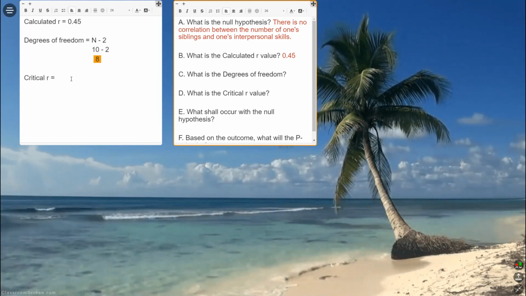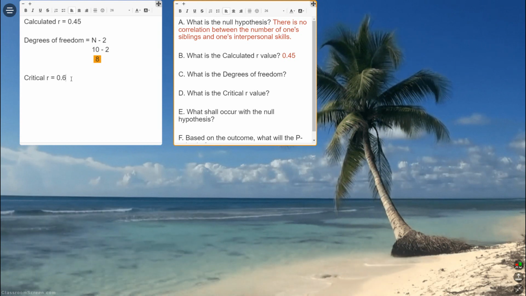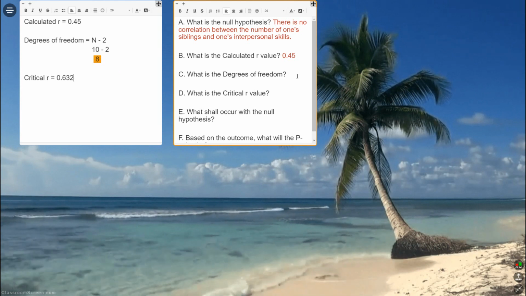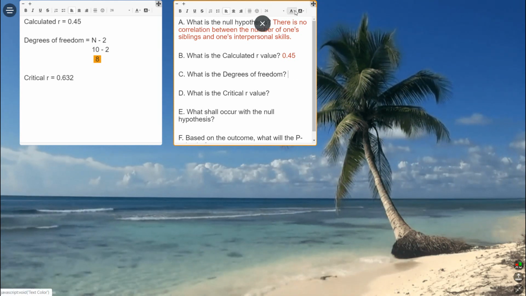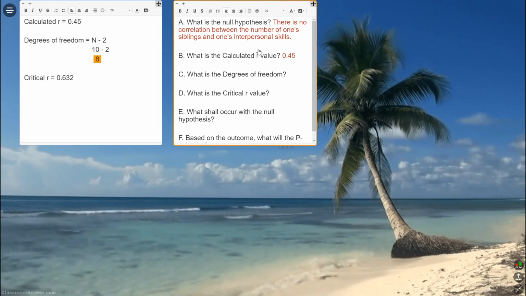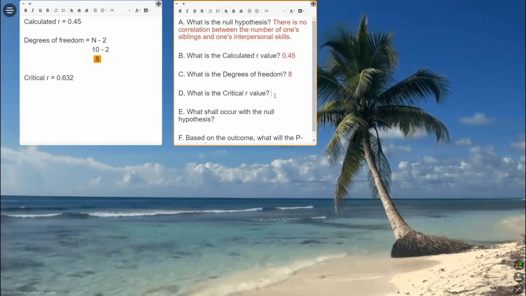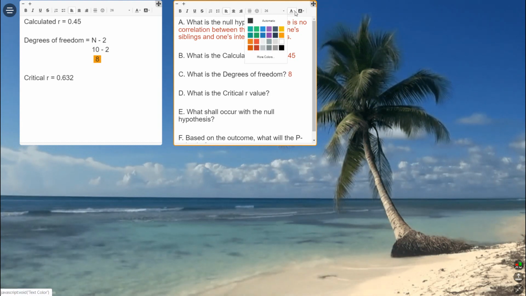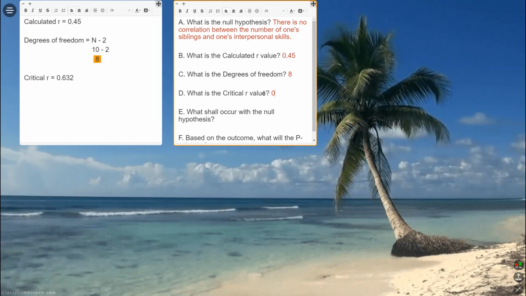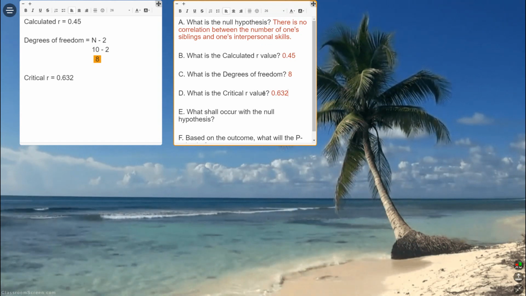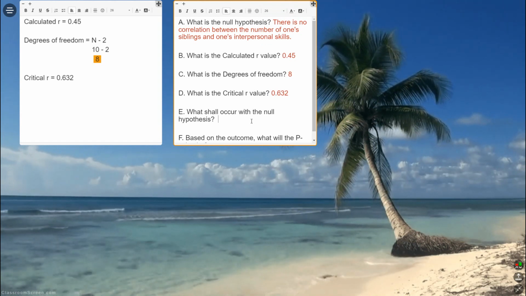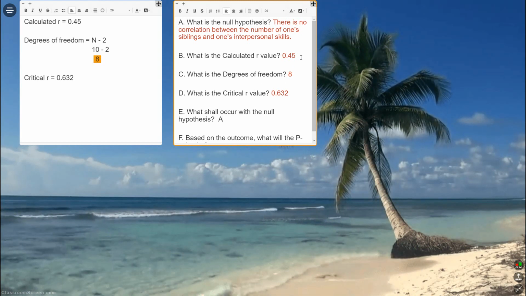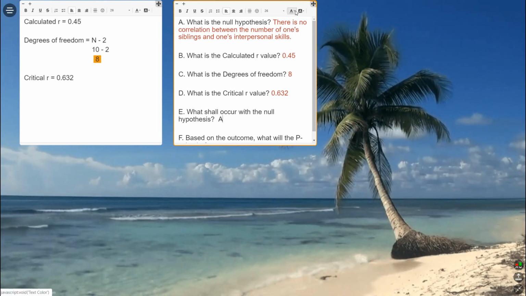And the critical value is 0.632 today. So degrees of freedom, we'll make that 8. Critical value in this case is going to be, again, we're going to make it red, 0.632. What shall occur? The null hypothesis. Well, critical value is greater than the calculated, so we know what we got to do.